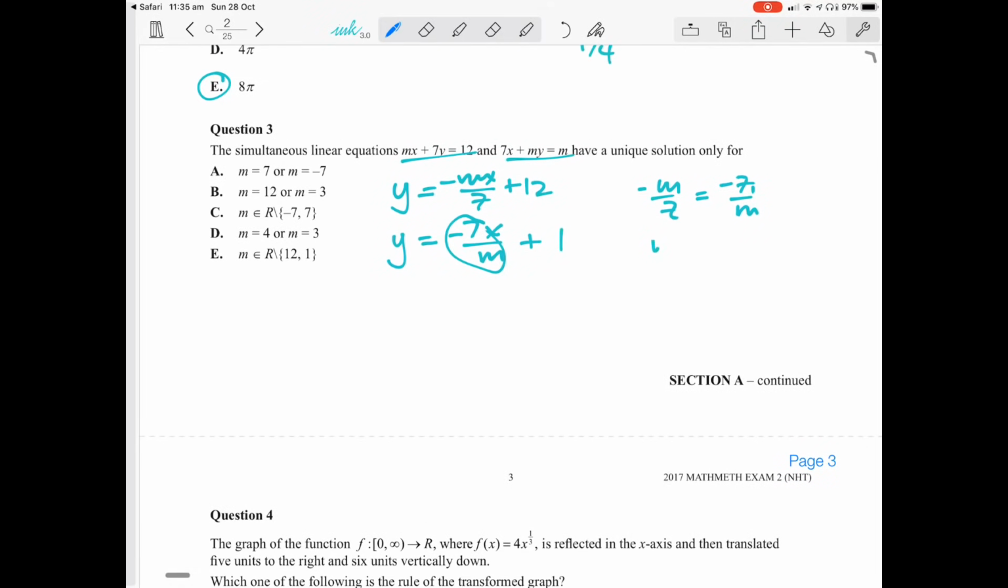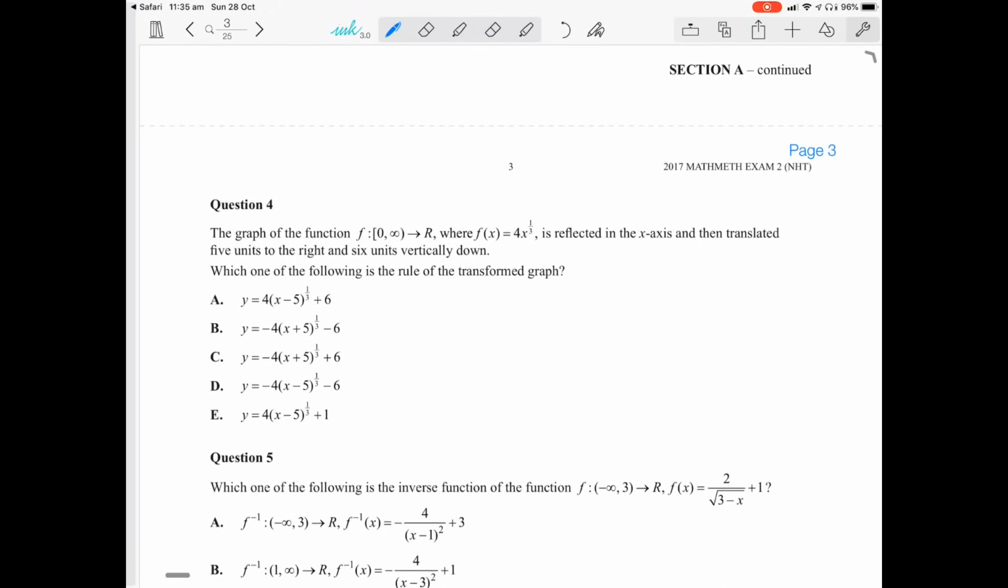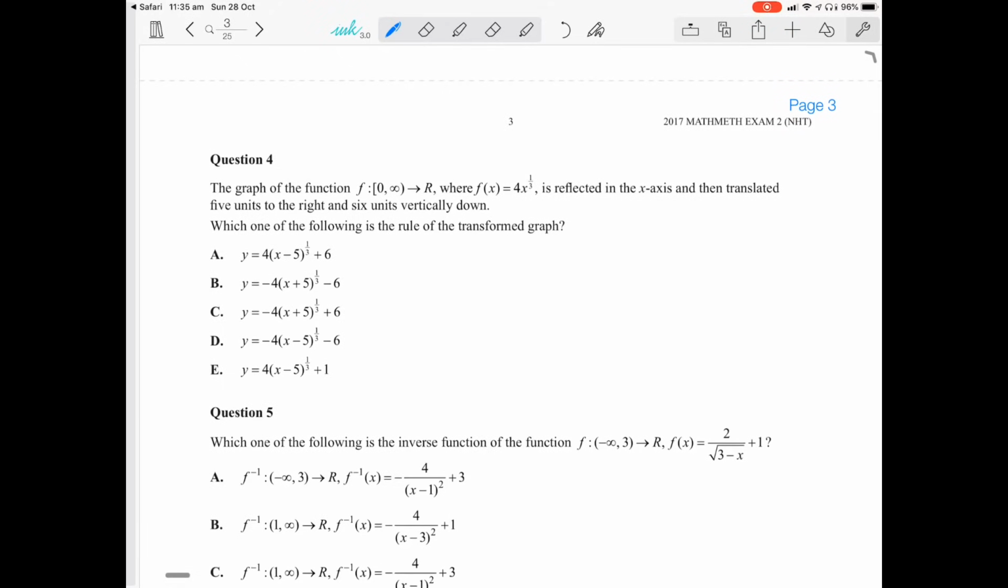Cross multiply. M squared is equal to, well, cross out there, they're both positive. M squared is equal to 49. M is plus or minus 7. So if m is plus or minus 7, they've got the same gradient. But if I want a unique solution, it's all values except for when m is negative 7 or 7. If it's negative 7 or 7, we either have infinite solutions or no solutions.